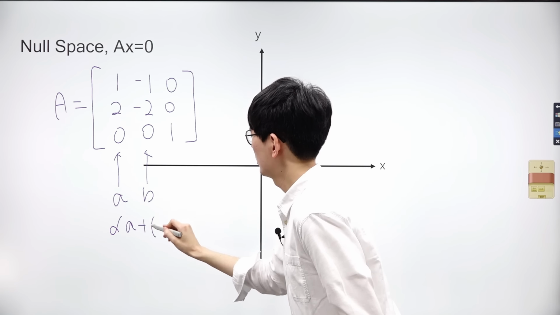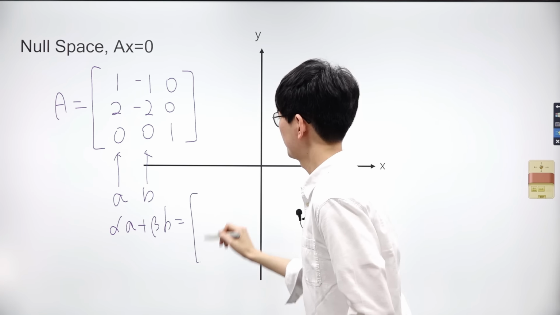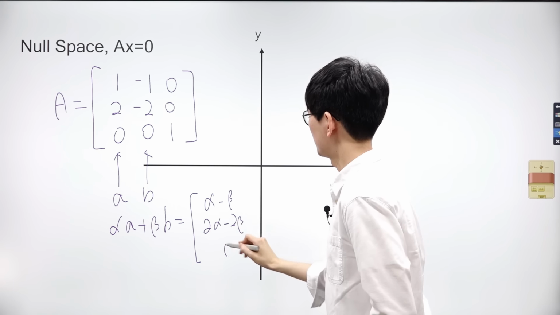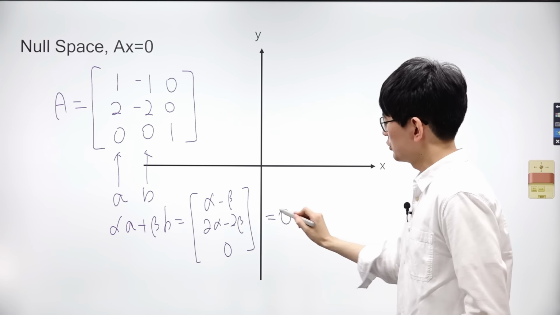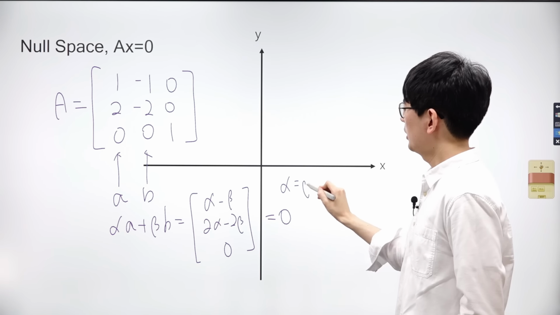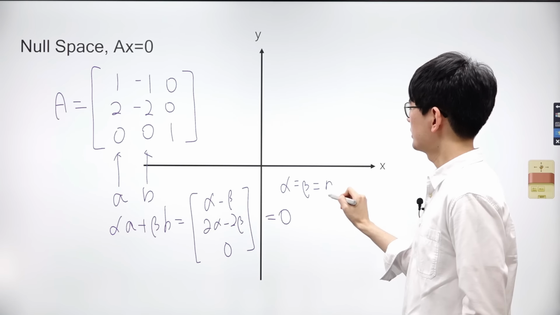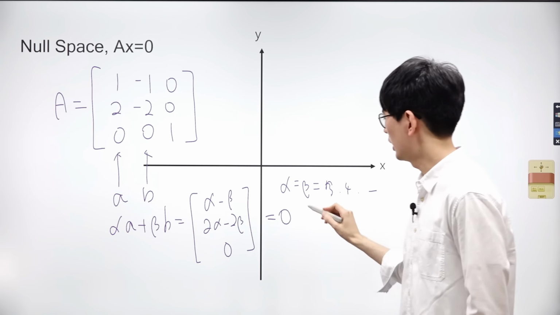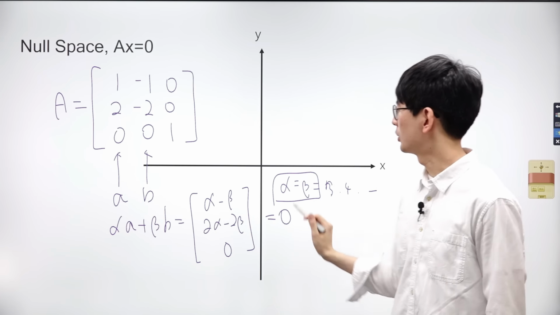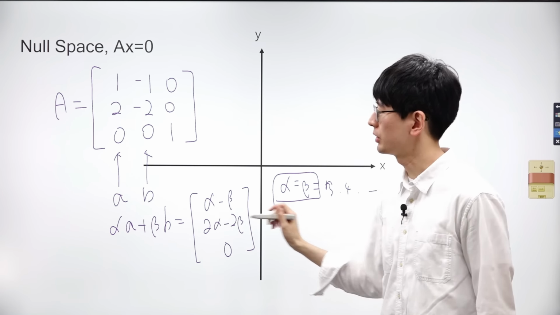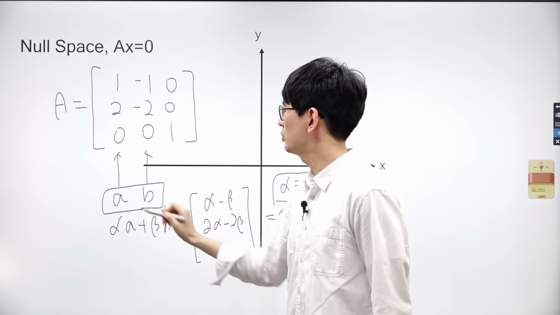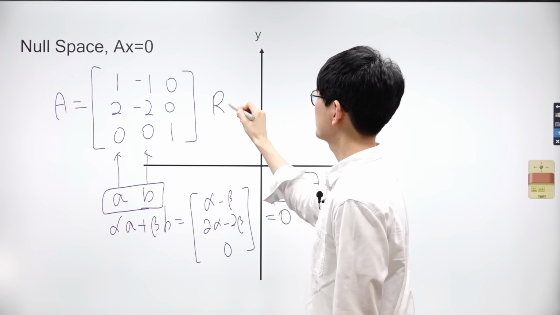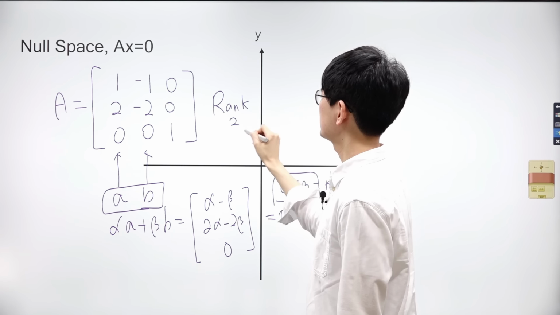When we combine alpha times vector A with beta times vector B, we obtain alpha minus beta, 2-alpha minus 2-beta, and 0. Can we get 0 for each value? Yes, when both alpha and beta take on the same value, whether it's 3, 4, or any other value, the resulting combination equals 0. Put simply, whenever alpha equals beta, the resultant value will be 0. Consequently, vectors A and B are linearly dependent, and the rank of the matrix decreases by 1, making it 2.